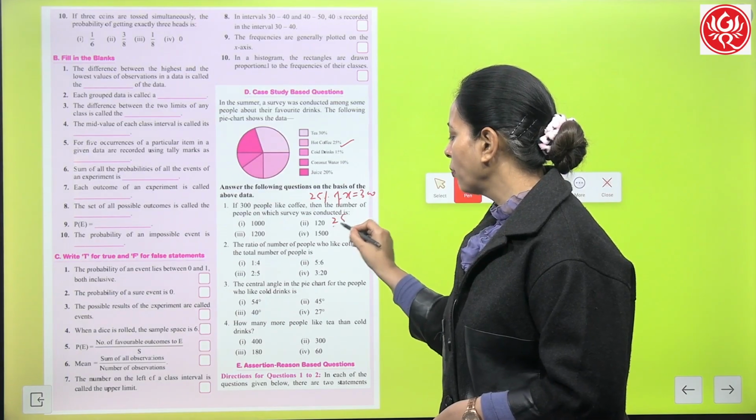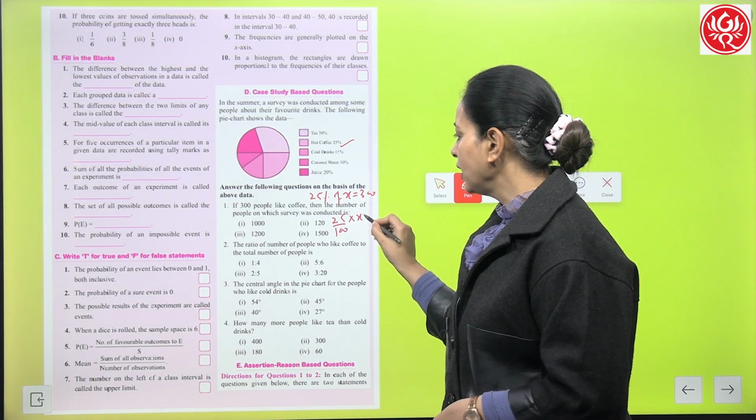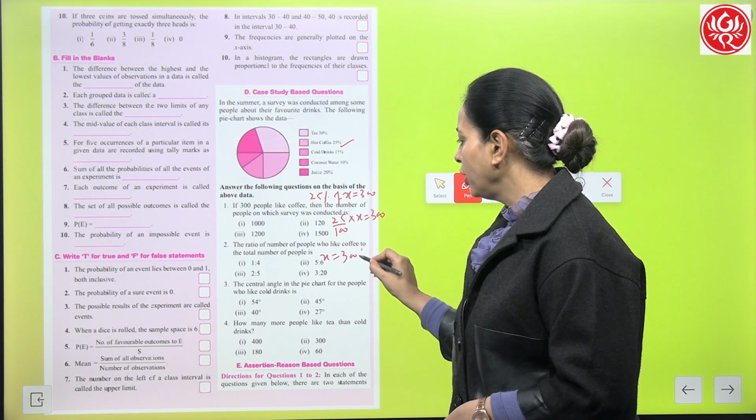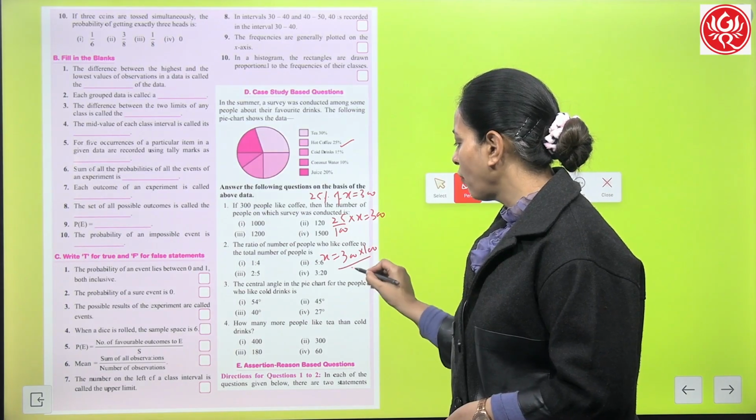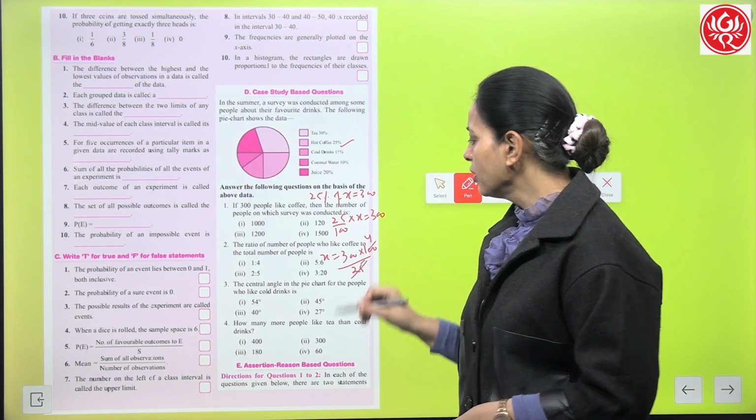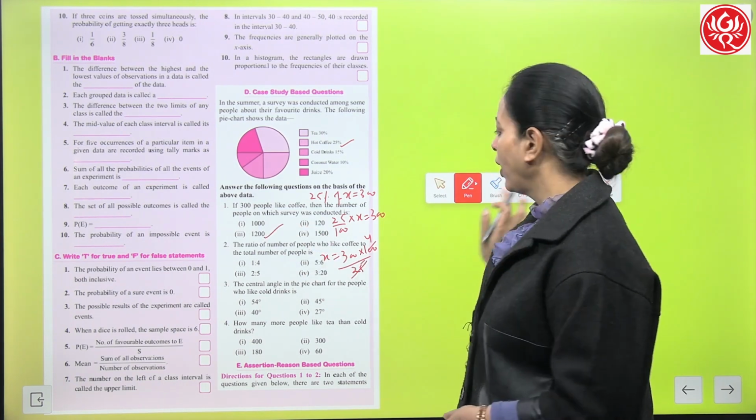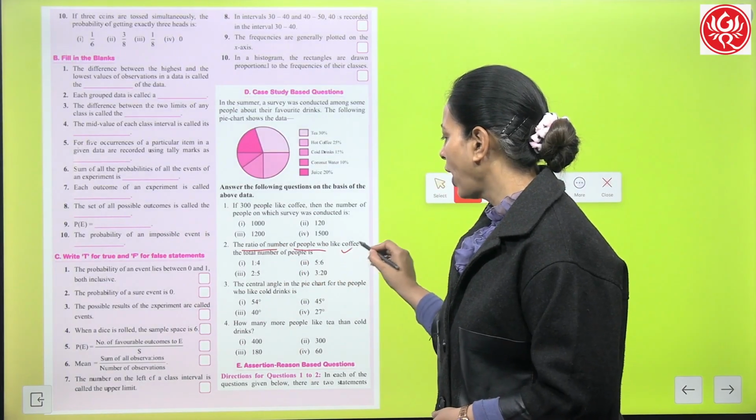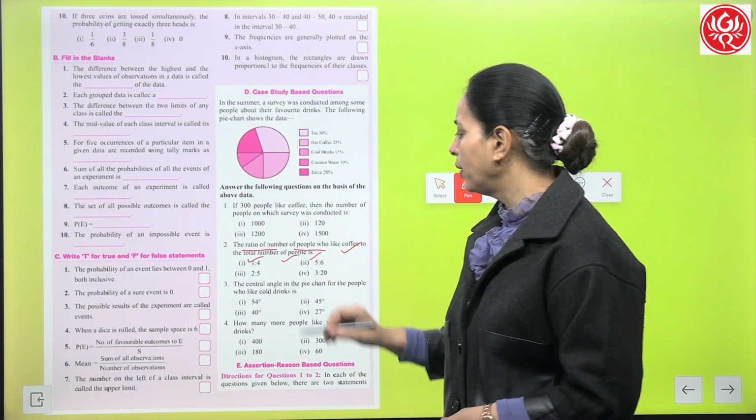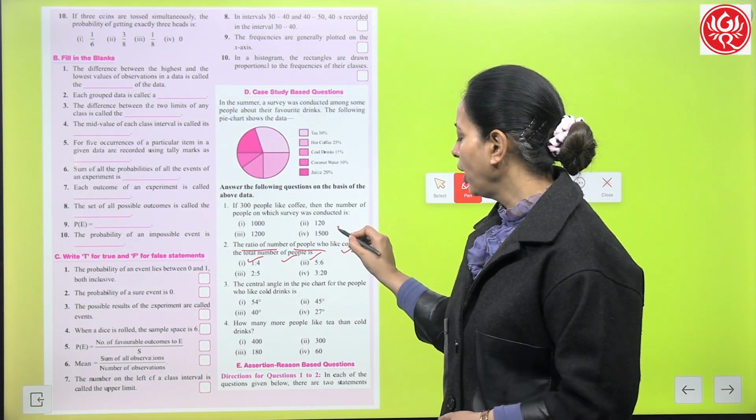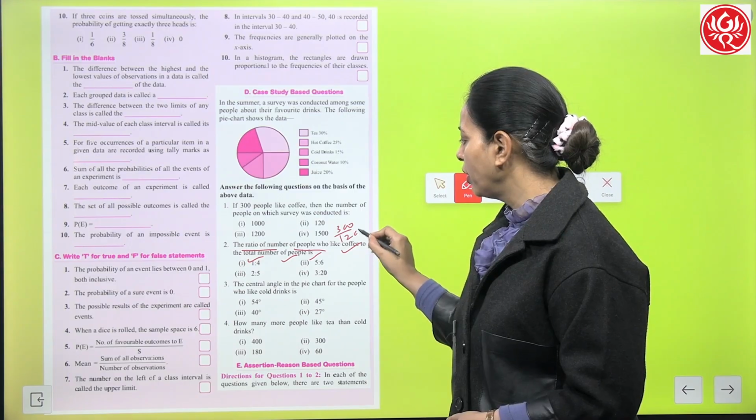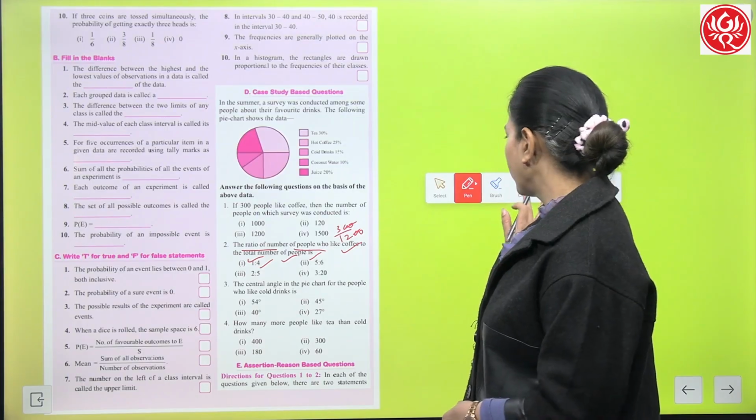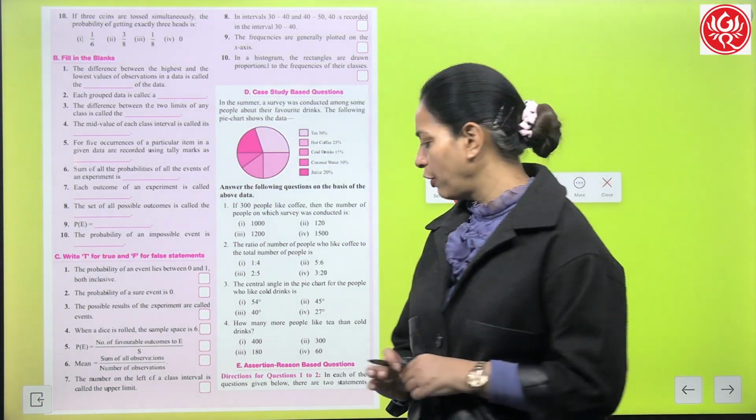So 25 upon 100 into x equals 300. You can find x: 300 into 100 upon 25. Cut it, so we are getting 1200. Similarly, second question: the ratio of the number of people who like coffee to the total number of people. So coffee is 300 and total is 1200. Ratio is 3:12, that is 1:4. First part. Similarly, you can try the third and fourth.